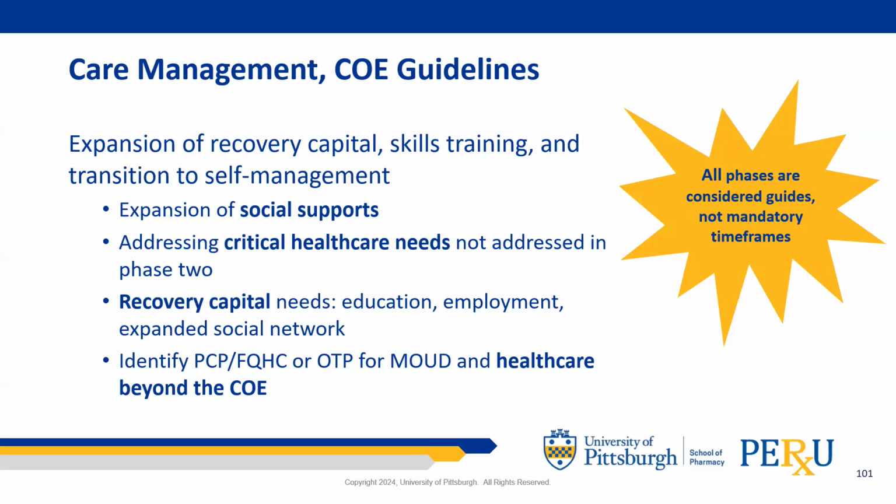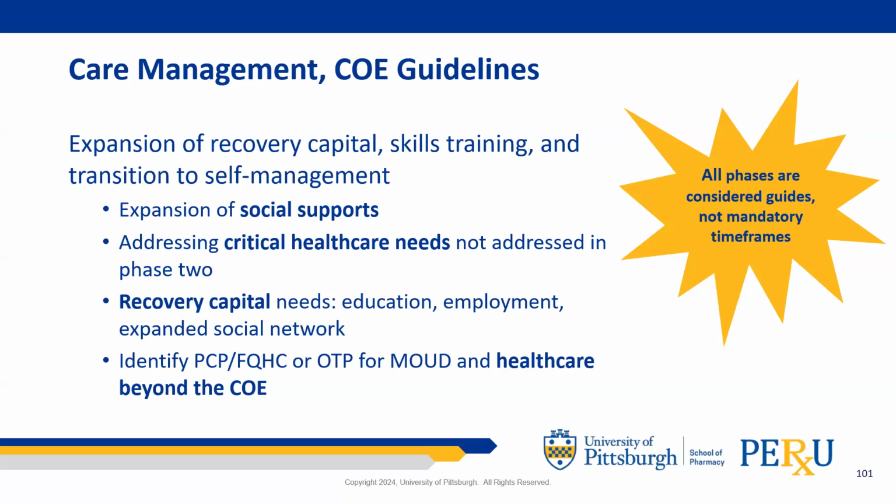Focus also on addressing critical healthcare needs, such as screening and treatment for HCV and HIV, if not already done in phase 2. Sexually transmitted diseases, smoking cessation, and medications for those who smoke cigarettes are also items to be addressed, along with any unmet health-related social needs, SDOH, or recovery capital needs, such as education, employment, or expanding social networks.